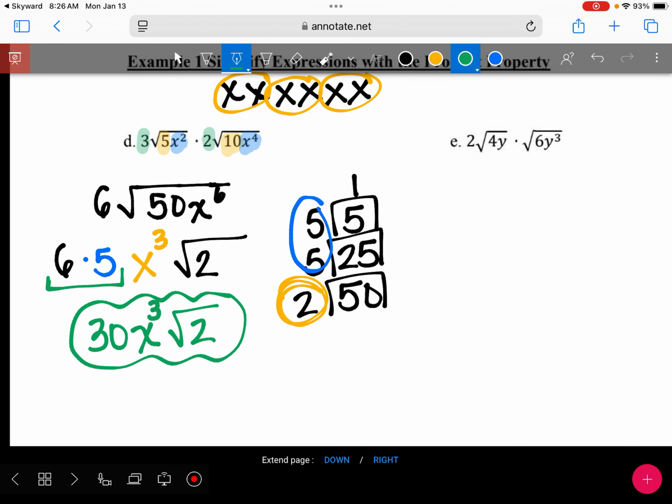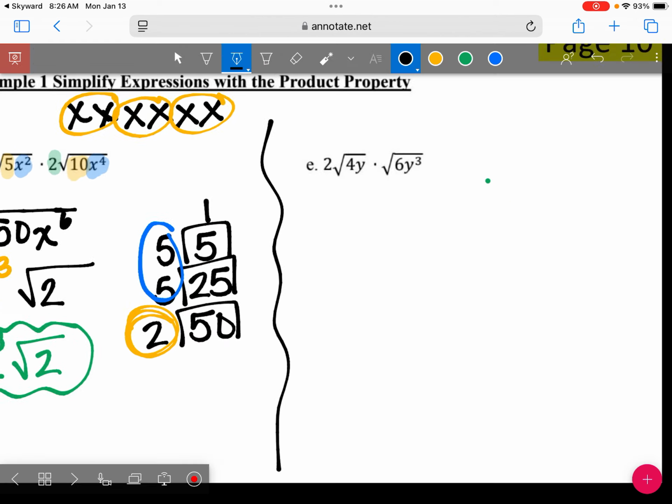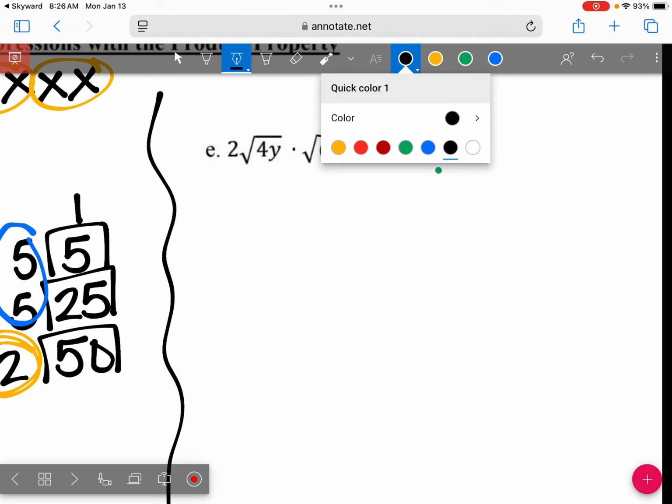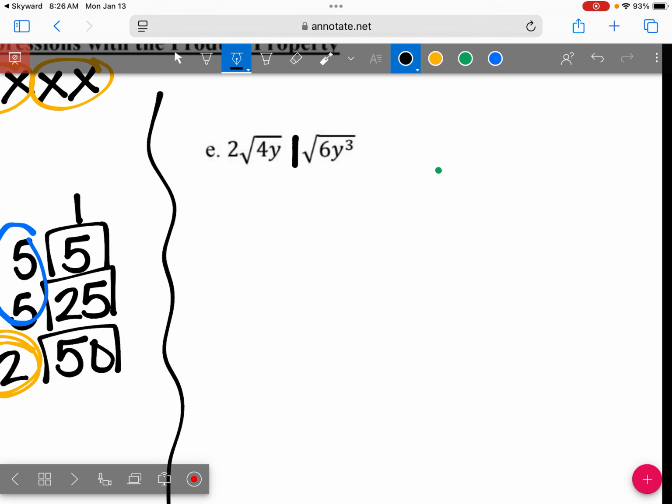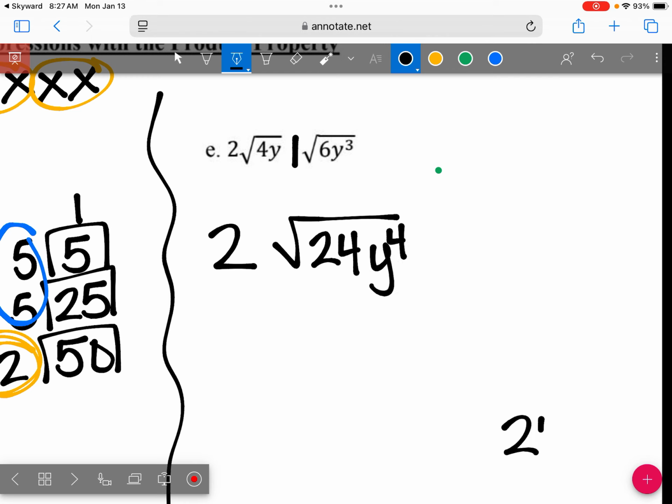All right, let's look at question E. So we're going to start off by multiplying and then we simplify. There's an invisible 1 right here. So 2 times 1 is 2. Make your radical. And then you're going to multiply 4 times 6, which is 24. And then I have 1 y and 3 y's. So all together we have 4. So let's make your cake with the 24. Circle your pairs with your 4 y's.